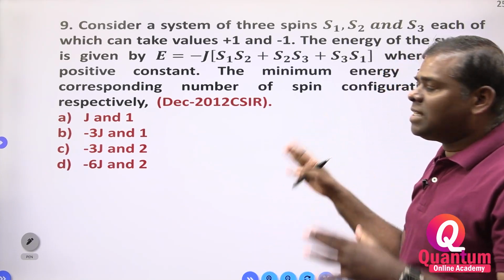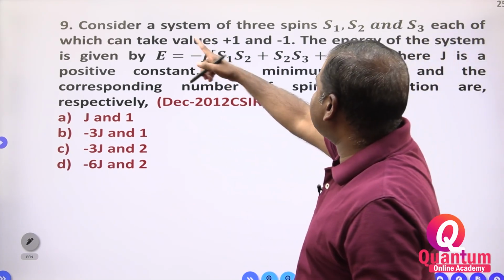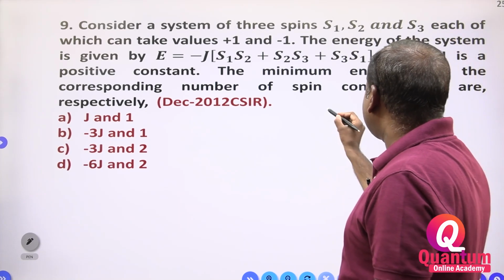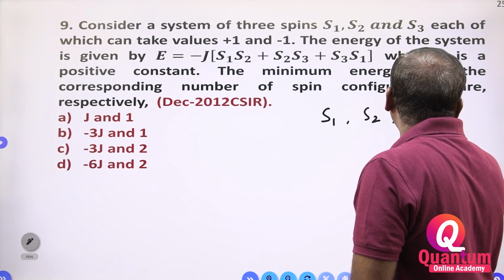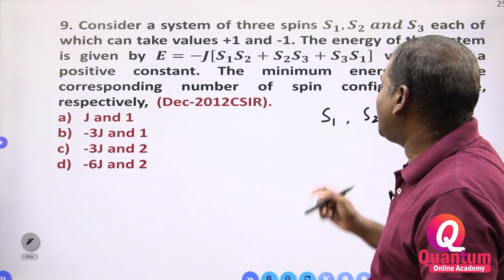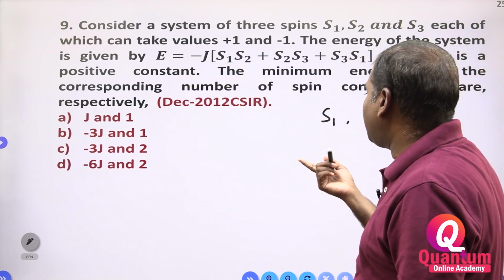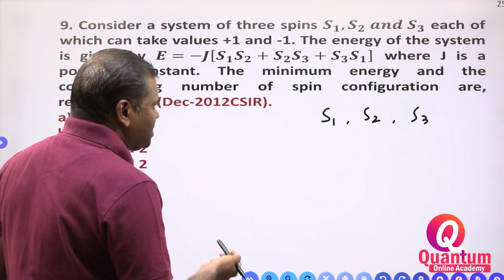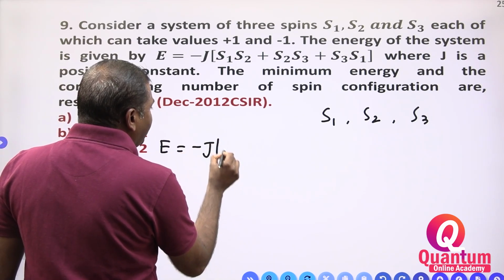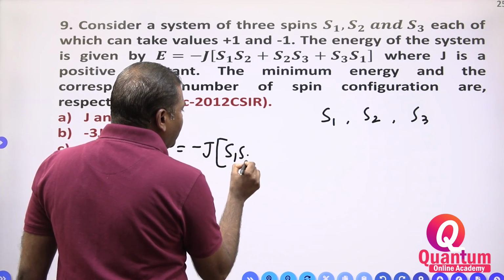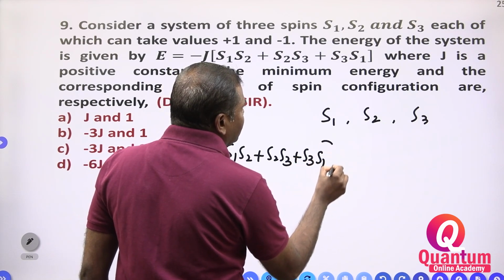Now we will see this Ising model one. We have a couple of minutes left. Consider a system of 3 spins, S1, S2, S3, each of which takes value +1 or -1. The energy of the system is given as E equals -J times (S1 S2 plus S2 S3 plus S3 S1).